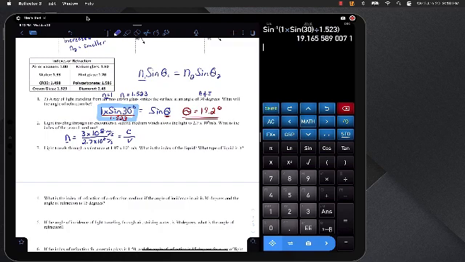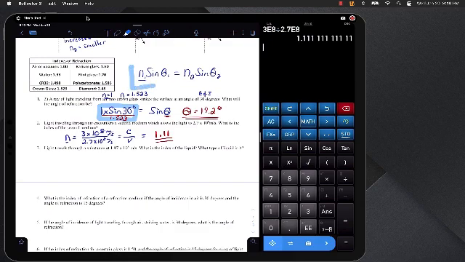Let's put this into the calculator. You go 3 EE8, that is the speed of light in a vacuum. Divided by 2.7 EE8, equals. The index of refraction here would be 1.11. That's our answer.